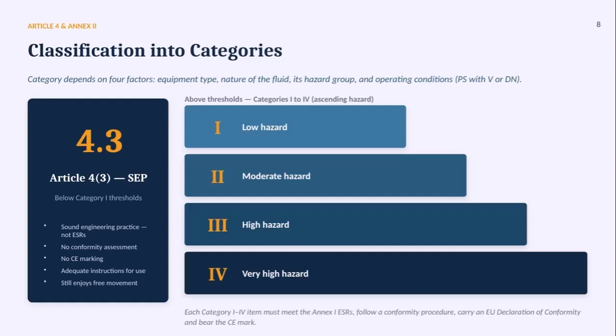Any equipment classified within categories I to 4 must comply with the essential safety requirements outlined in Annex I. They must undergo a conformity assessment procedure, carry an EU declaration of conformity, and prominently display the CE marking to indicate compliance and safety. This system ensures that equipment is properly classified and regulated according to its potential risks.